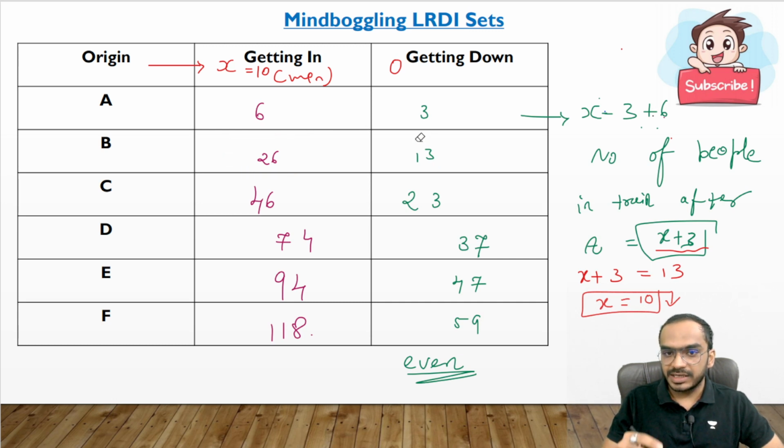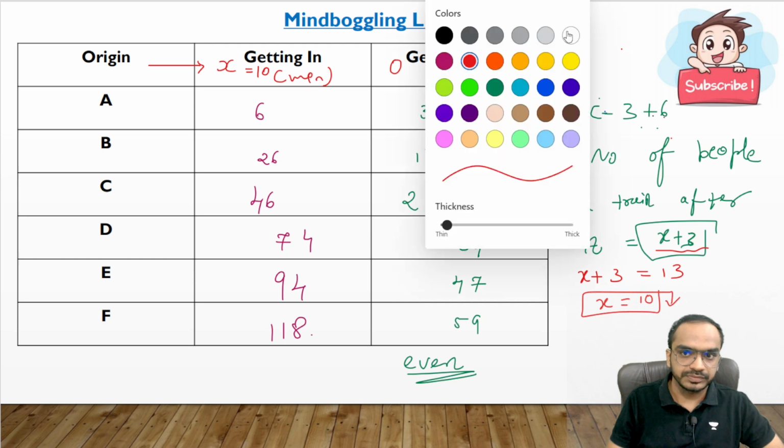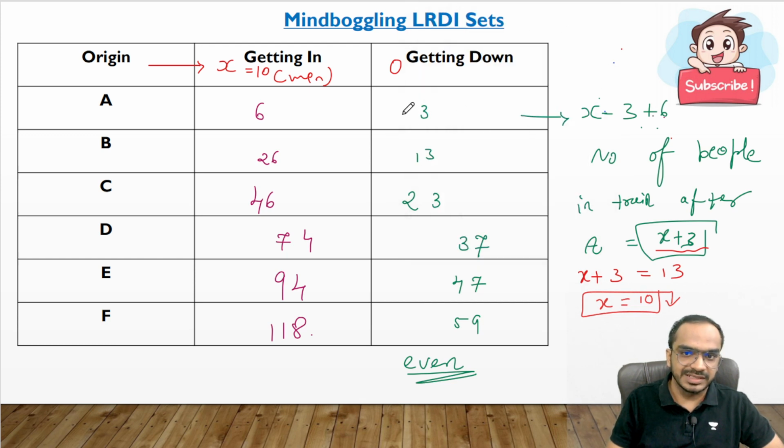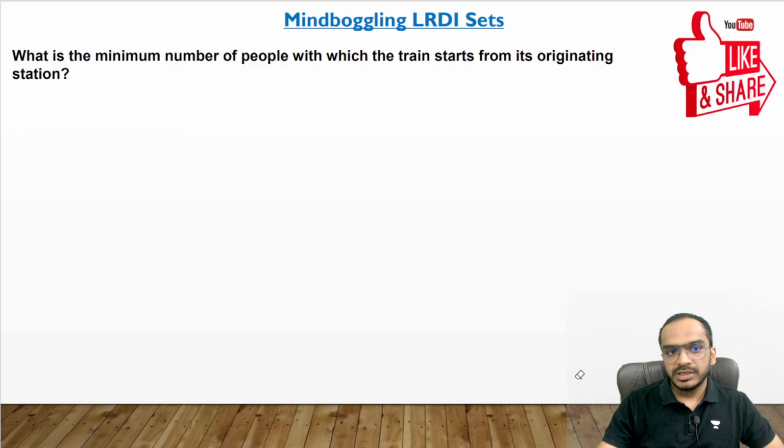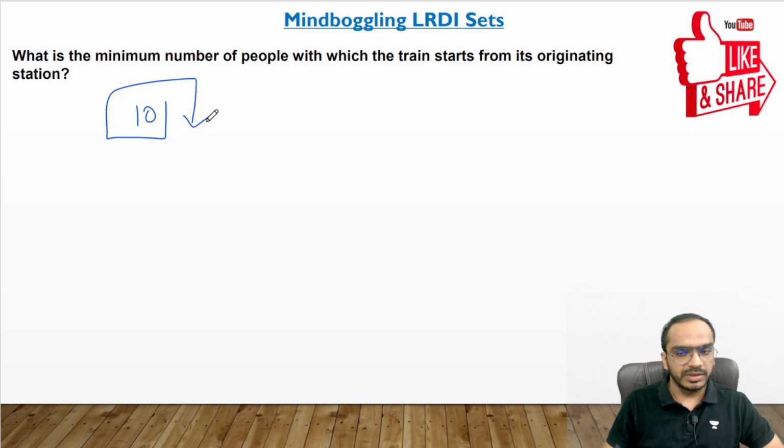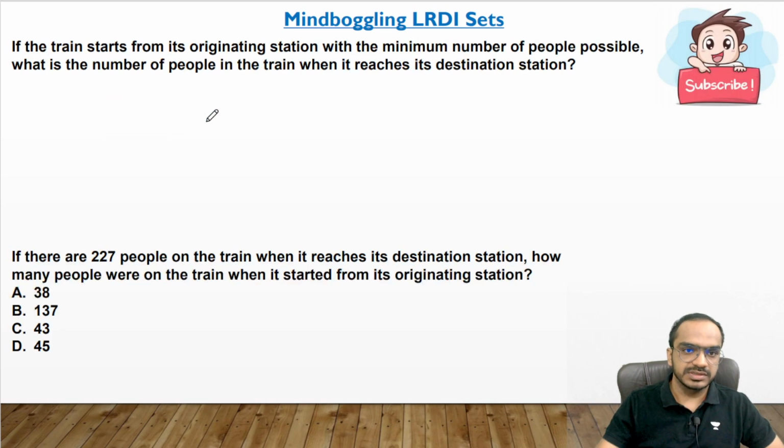If there are not 13 people in the train, then from where will they get down? Or simply we can say that 13 and 3 is 16 would have got down and 6 would have got in, so 16 minus 6 is 10. We can also do it like this. Are we clear with this, guys? Clarity in mind. Let's do one more. So the minimum number of people at which the train starts from the originating station is 10.